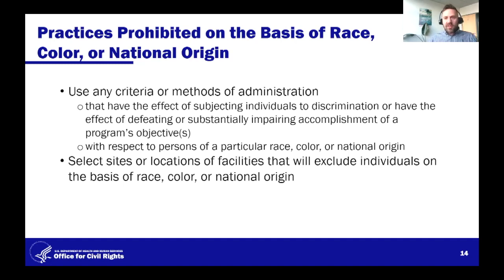In addition, recipients may not utilize methods of administration or select physical sites or locations for the provision of services that have the effect of excluding individuals of a particular race, color, or national origin. I also wanted to note here that Title VI and Section 1557's protections are available to all individuals present in the United States, regardless of legal citizenship or residency, and that citizens and non-citizens alike have standing to submit complaints to OCR if they feel their rights under these regulations have been violated.